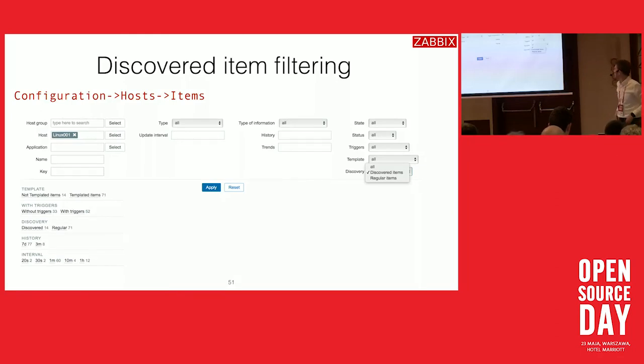Another small addition to filtering in the configuration of items. Now it's possible to see regular items, like normal items, and items which were discovered by low-level discovery rules. So you go to configuration of items and you select how this item was created. Is it just a normal item, or was it a result of a discovery rule?